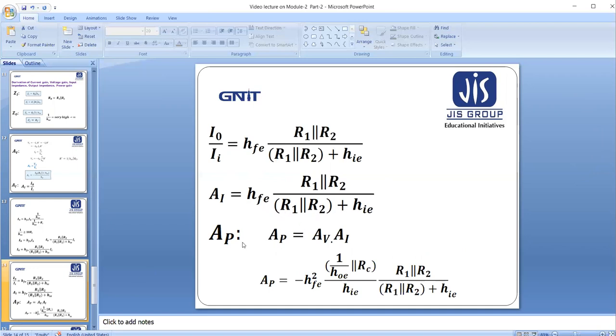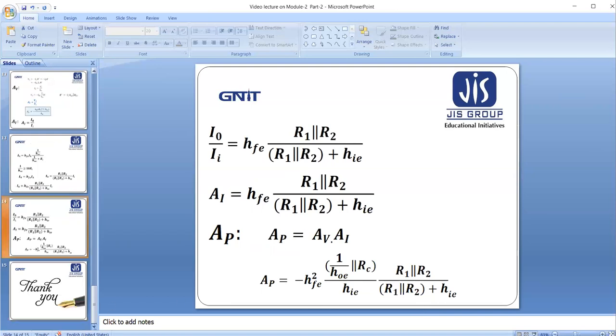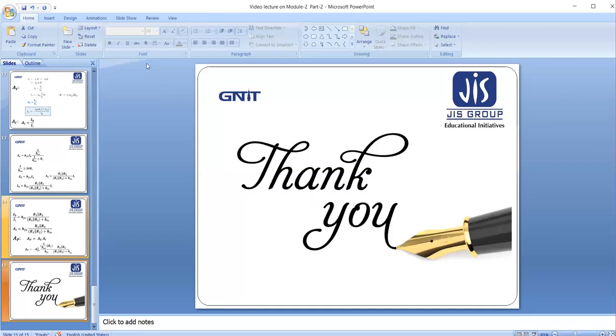Now the power gain equals AV into AI, that is the voltage gain and the current gain. Putting the values of AV and AI, it becomes minus HFE whole square, 1 by HOE parallel RC by HIE into R1 parallel R2 divided by R1 parallel R2 plus HIE. So that's all. This is the derivation of these parameters for a common emitter amplifier. Thank you for listening to the lecture.